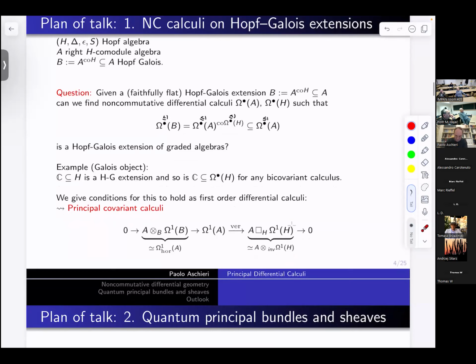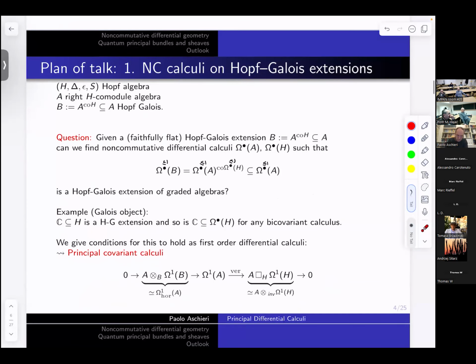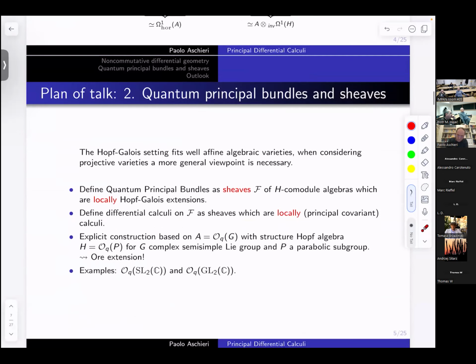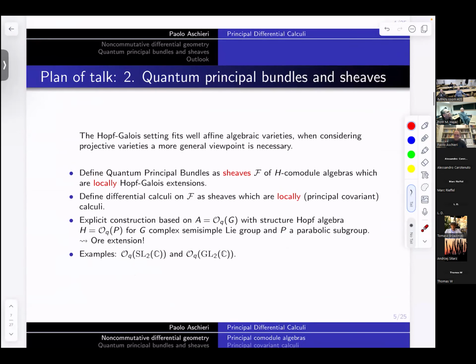So this was the first part of the talk. For the second part of the talk, I will first of all advocate the fact that when considering projective varieties as a base space of a bundle, we cannot use the Hopf-Galois setting to describe it algebraically.